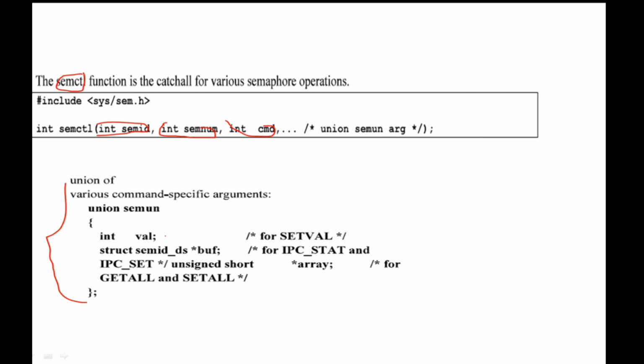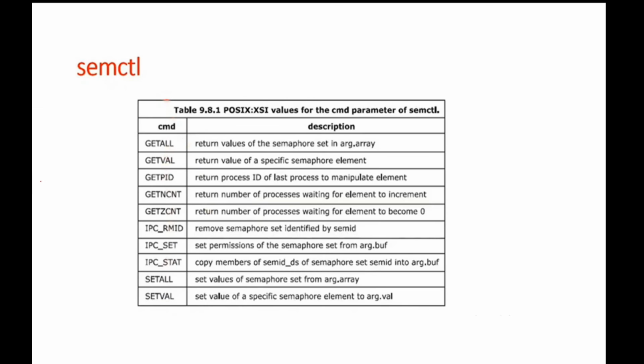It is going to have the value as val. It is going to set the value which is present in that data structure. Then semid_ds *buf, the pointer to the semid data structure. Then the unsigned short array for the GETALL and SETALL methods. The pointer for this will be passed as a parameter while calling the semctl function.